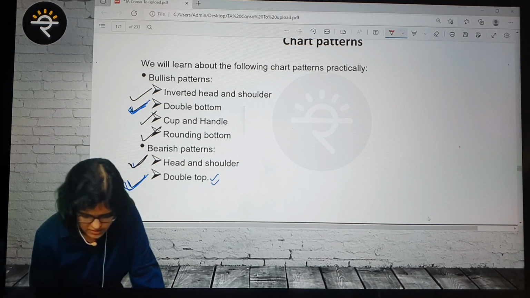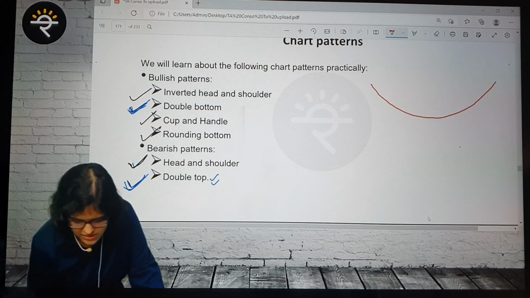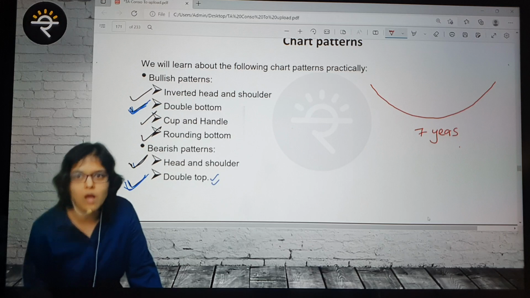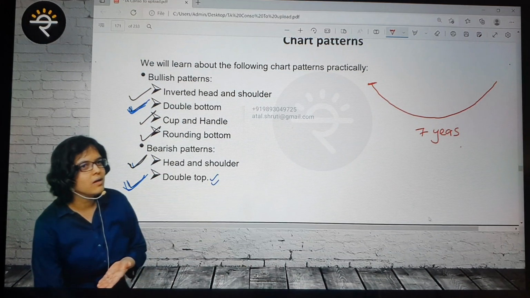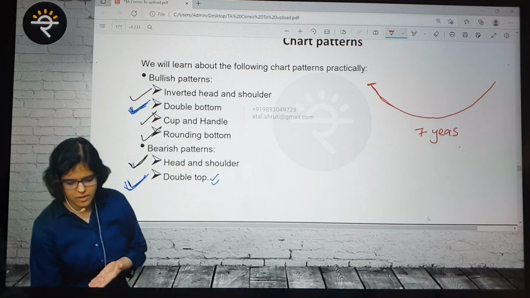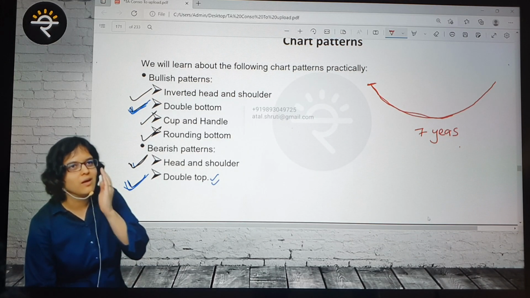So what do we mean by rounding bottom? Just see this big rounding bottom. And this time frame, by the way, can be like 7 years. We are talking about monthly candles. It's struggling. The stock got listed here, and since the listing day, it is only going down and down and down.